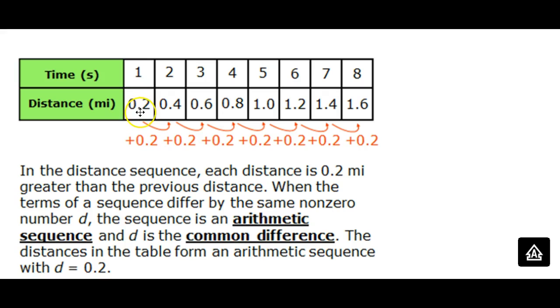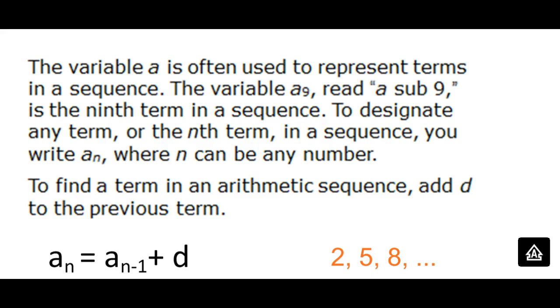In your dependent variable, you have a constant difference. That means that you are adding the same number over and over again, or subtracting the same number over and over again. In this case, the common difference is 0.2. I added 0.2 each time. We often use the variable a to represent a term. So A9 means A sub 9. It means the 9th term in a sequence.